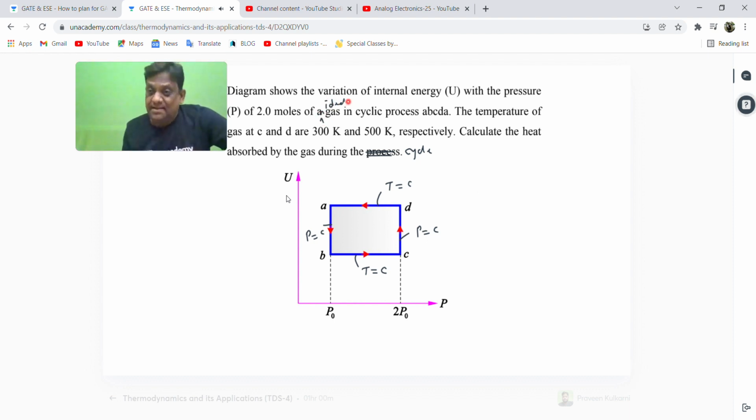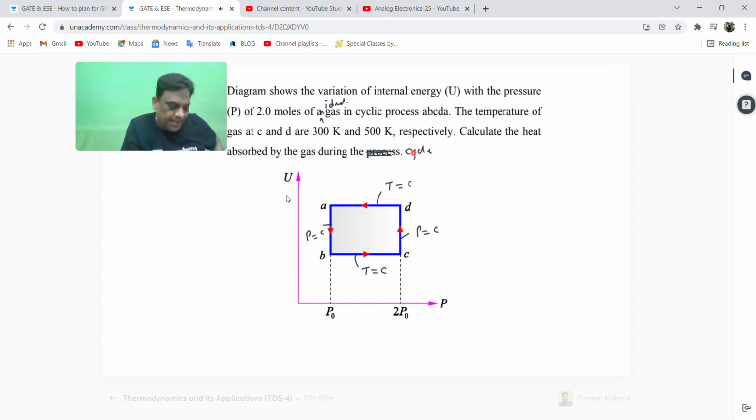Now don't waste time, you do it. It is an ideal gas. And even if it is not given, if it is not possible to do the question, you can take ideal gas and proceed. Now I will do it. My simple question to you people is, he is asking, what is the heat absorbed by the gas during the cycle? Means in the complete cycle how much heat?